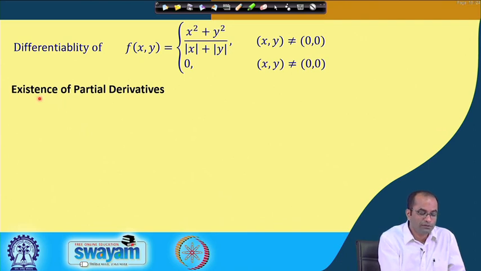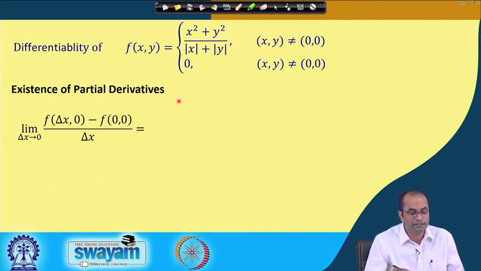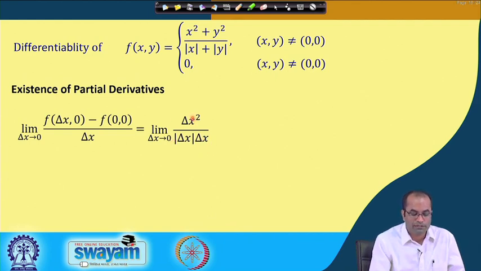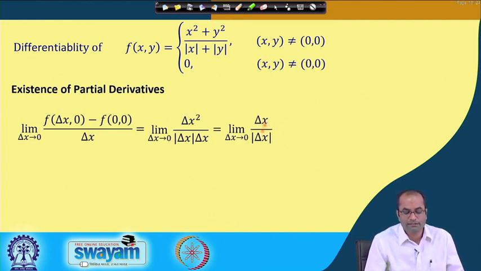So, moving next now to show the differentiability of this function, we will show the existence of the partial derivatives. Again, as per the definition, we have [f(Δx, 0) − f(0, 0)] over Δx. So, what is this term here? The y will be set to 0. So, you have this Δx² divided by the absolute value of Δx and Δx. So, this Δx will get cancelled. We have Δx over |Δx|.